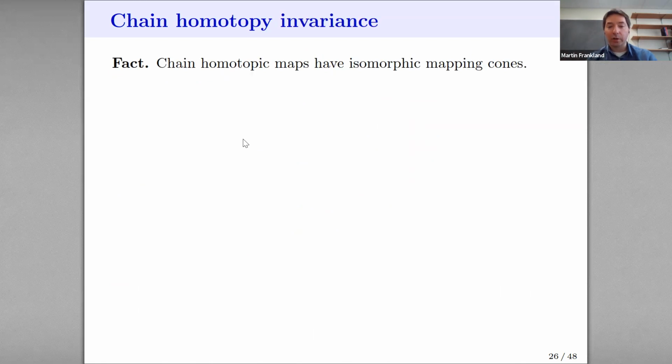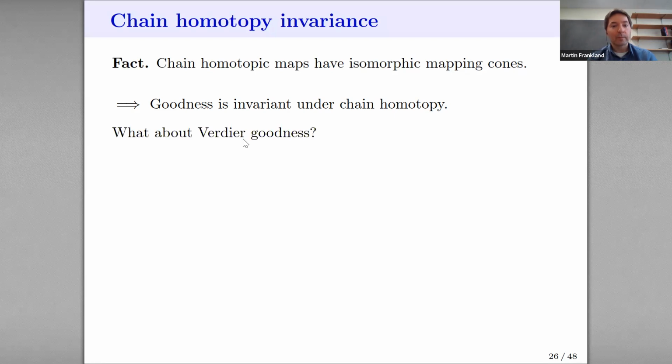Well, if you have chain homotopic maps, their mapping cones are isomorphic. So not just quasi-isomorphic or something. They're actually isomorphic as objects in the triangulated category. So right away, you know that goodness is invariant under chain homotopy, right? Because being exact, being a distinguished triangle, that's closed under isomorphism. But we would like Verdi goodness to also satisfy that, and it's not clear.